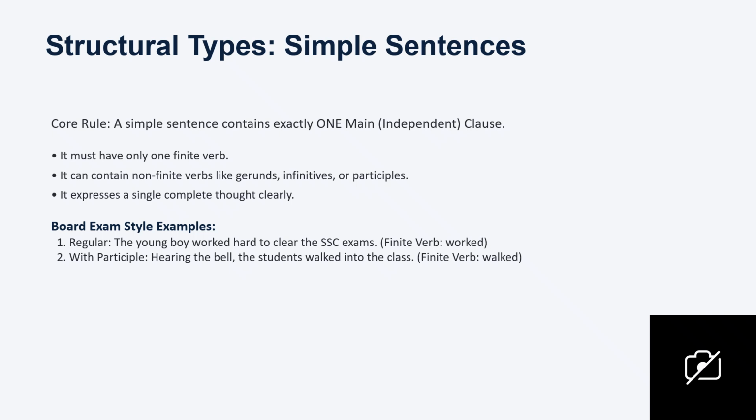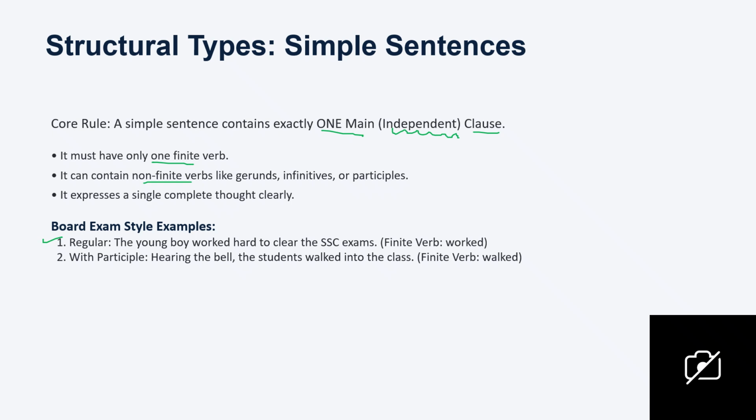Now, the core rule to understand a simple sentence is that it will have one main clause, an independent clause. So it will have one finite verb. It may contain non-finite verbs; non-finite words are gerunds, infinitives and participles. And it expresses a single complete thought, clearly. One sentence is single and complete. Let us take an example to understand this thoroughly.